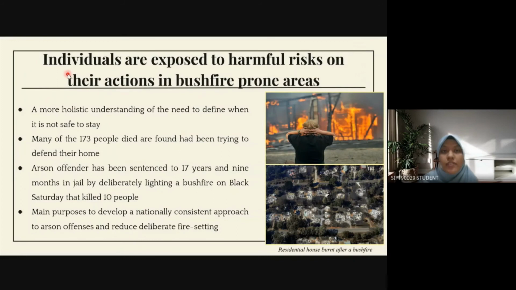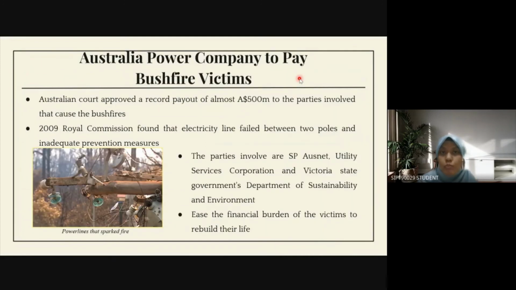Firstly, we learned that individuals are exposed to harmful risks from their actions in bushfire-prone areas. There should be a more holistic understanding of the need to define when it is not safe to stay. It is because many of the 173 people who died were found to have been trying to defend their home. Besides, an arson offender has been sentenced to 17 years and 9 months in jail for deliberately lighting a bushfire on Black Saturday that killed 10 people. The main purposes of the sentence are to develop a nationally consistent approach to arson offences and to reduce deliberate fire setting.